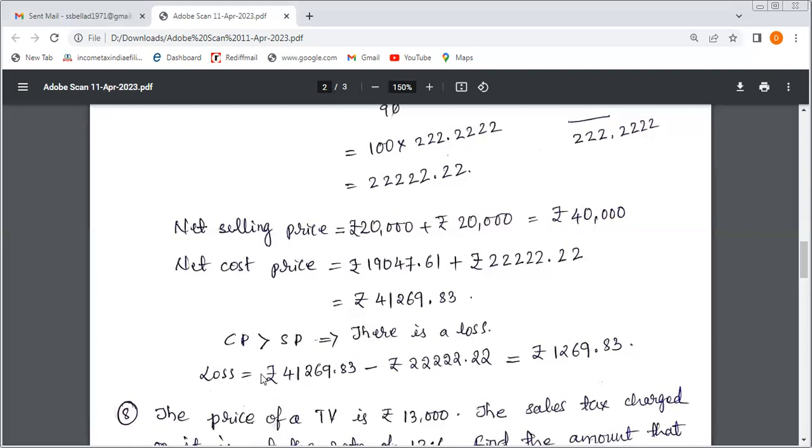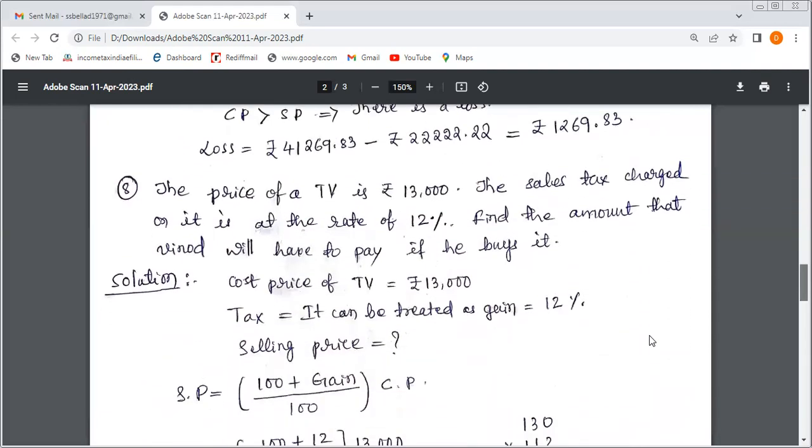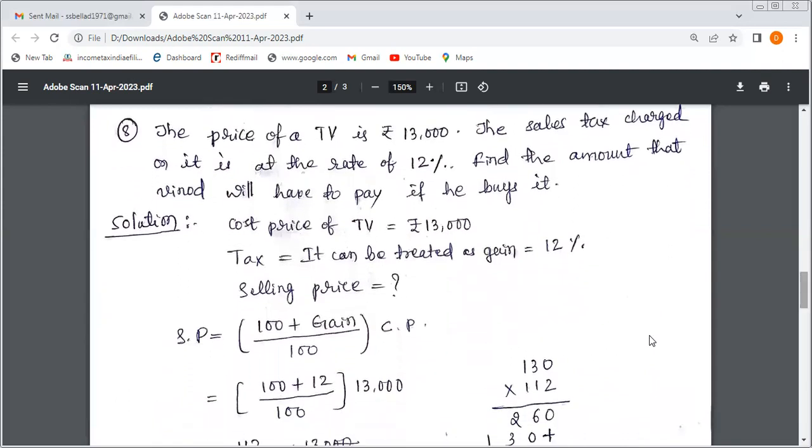So this means that there is a loss. This loss we have to calculate in this way: net cost price minus net selling price gives a loss of 1269.83. That's the loss. So there is an overall loss of this many rupees in this whole transaction. So this is how you have to solve. Next problem.